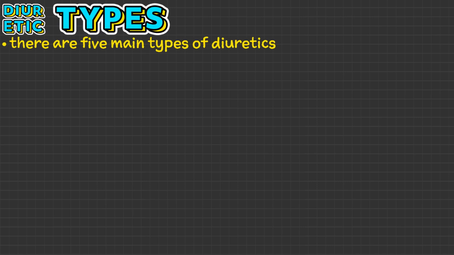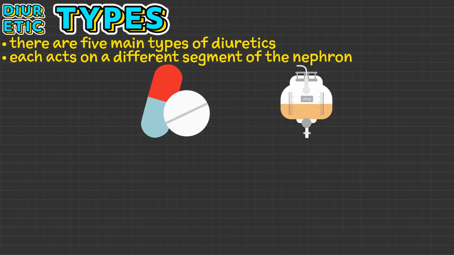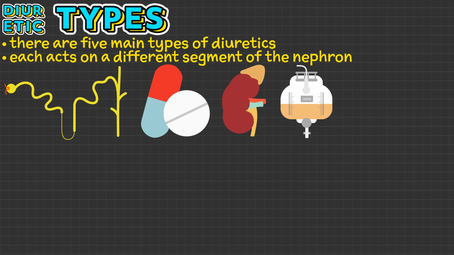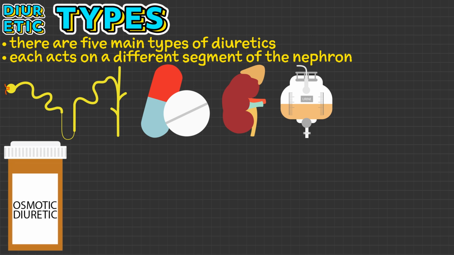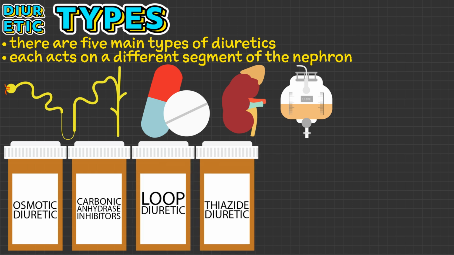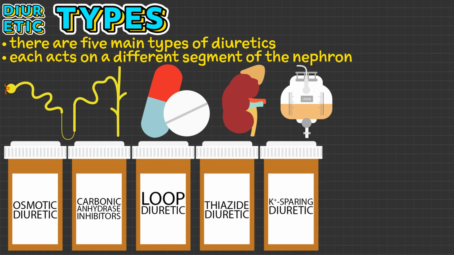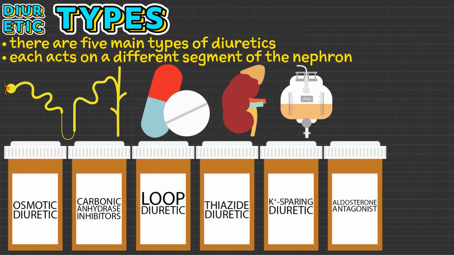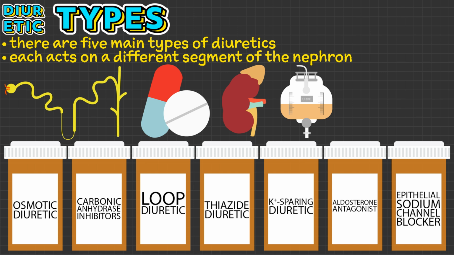There are 5 main types of diuretics, each acting on a different segment of the nephron. These include Osmotic Diuretics, Carbonic Anhydrase Inhibitors, Loop Diuretics, Thiazide Diuretics, and Potassium-Sparing Diuretics, which can be categorized into Aldosterone Antagonists and Epithelial sodium channel blockers. If you want to learn more specific information than mentioned in this video on any of the mentioned diuretics, you can click the link on screen or in the description below.